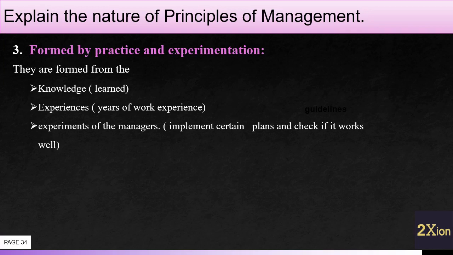Principles of management is formed by practice and experimentation. They are formed from the knowledge or what has been learned from years of experience, from experiments of the manager. They implement certain plans. They keep an eye on those plans, whether it is working or not. So, how are principles of management formed?